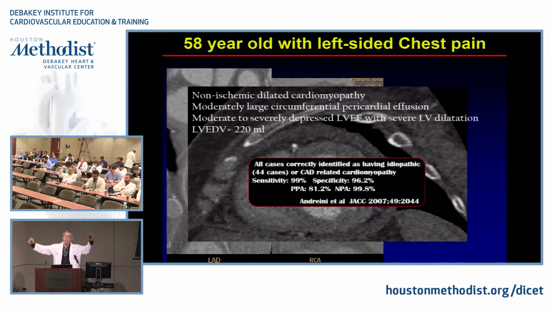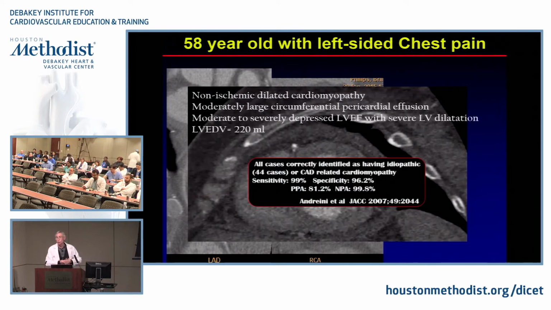Bypass the nuclear and go straight. I agree. I totally agree with you. If you look at the data with CT, there's 99% sensitivity and 96% specificity with a negative predictive value of almost 100% for excluding coronary artery disease. So in people with low EFs, yes, I totally agree with you.